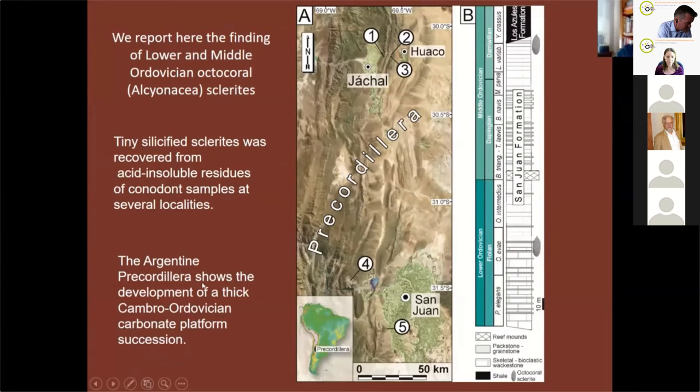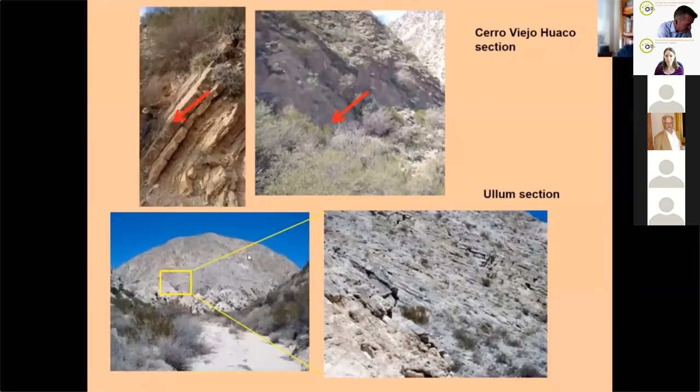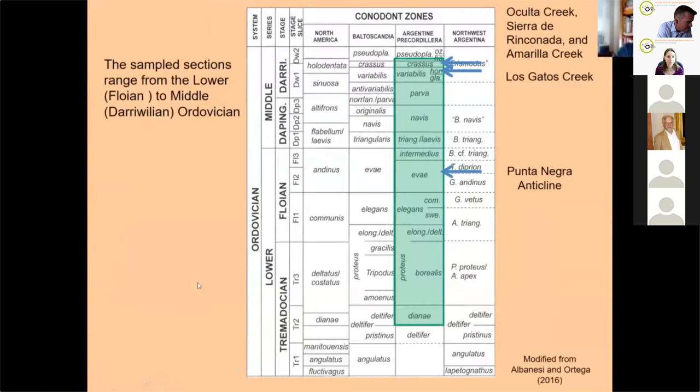These units show the development of a thick Cambro-Ordovician carbonate platform succession. Well, here are some photos of the units, the San Juan Formation. Some of the elements were recovered from the very top of the formation and others from the middle part in several localities. The sampled sections range from the lower Floian to the middle Darriwilian, or middle Ordovician. In one of the sections, in the Oepikodus evae conodont biozone, and in several sections in the upper part of the formation, which is Darriwilian.